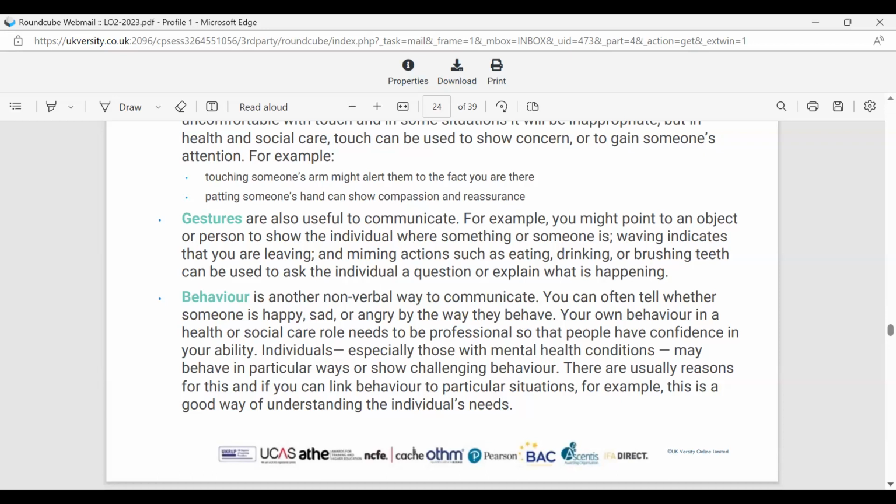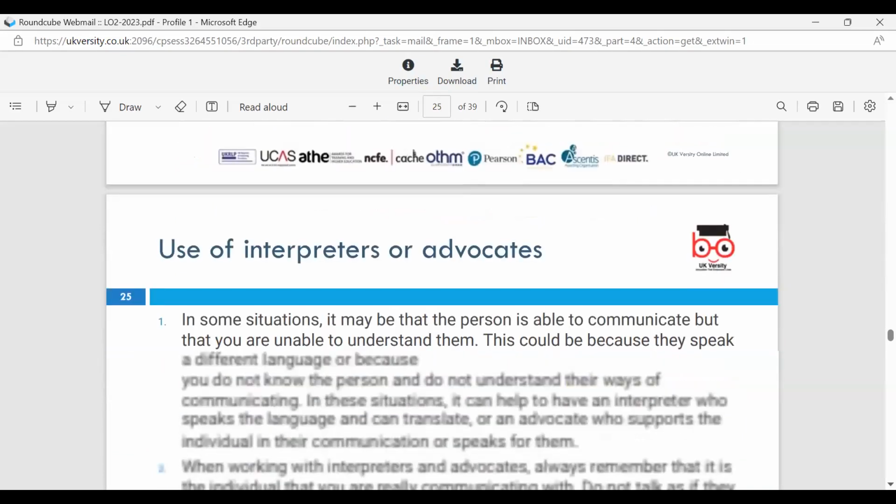Behavior is another non-verbal way to communicate. You can often tell whether someone is happy, sad, or angry by the way they behave. Your own behavior in a health and social care role needs to be professional so that people have confidence in your ability. Individuals, especially those with mental health issues, may behave in a particular way or show challenging behavior. There are usually reasons for this, and if you link behavior to particular situations, this is a good way of understanding the individual's needs.